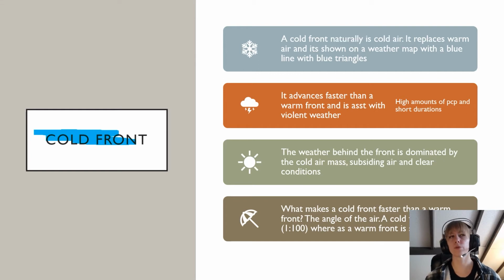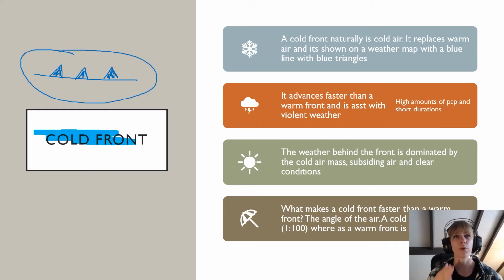Whereas a cold front is naturally cold air. It will replace warm air, and it's shown on the weather map as a blue line and blue triangles. For both the warm front and the cold front, these symbols point in the direction the front is going. A cold front advances faster than a warm front and is associated with violent weather: high amounts of precipitation for short periods. So when we get a violent thunderstorm, it'll last like 20 minutes and it's done, maybe even less. That's from a cold front.